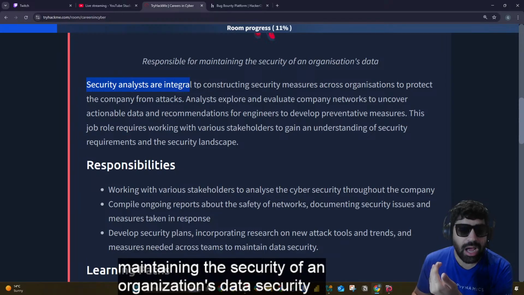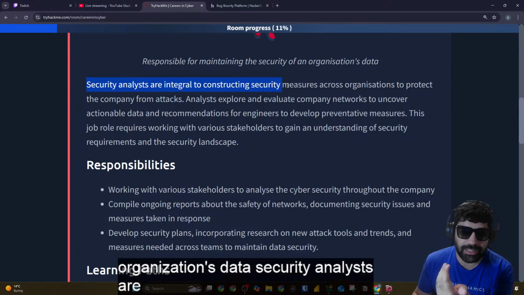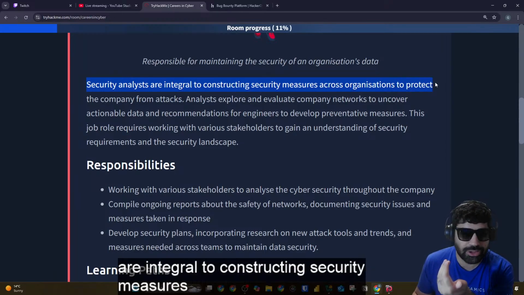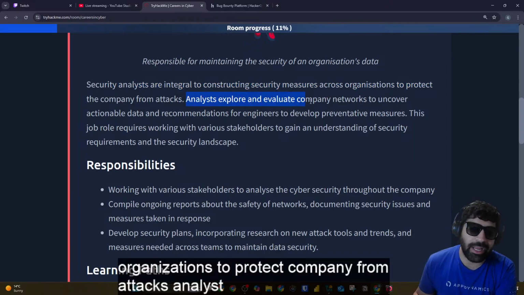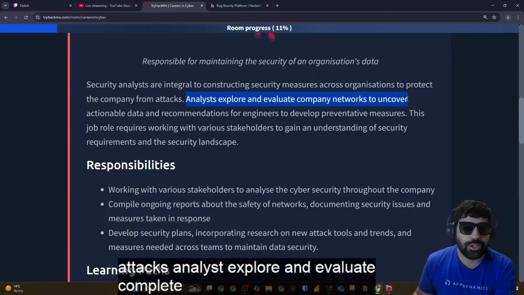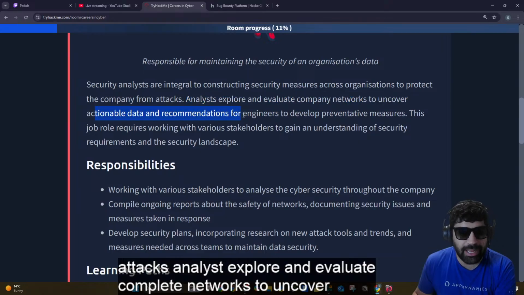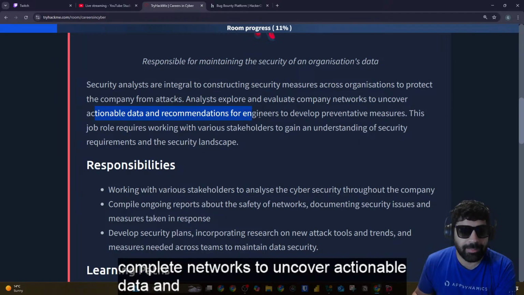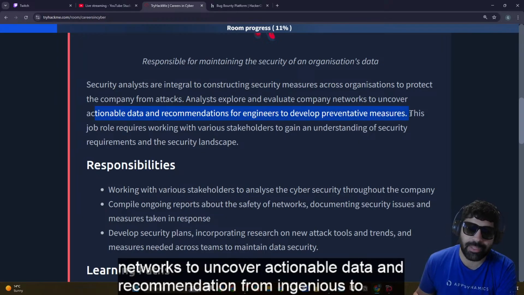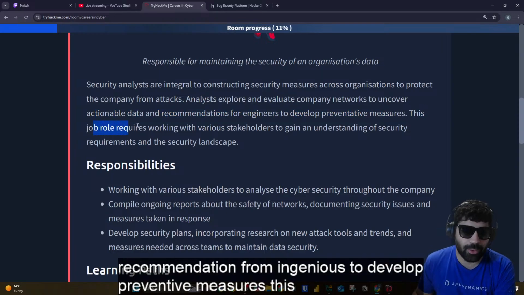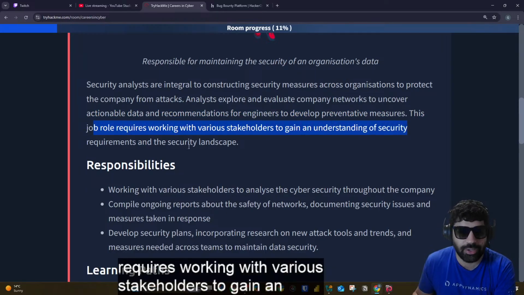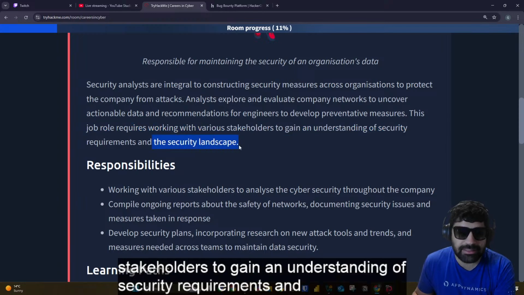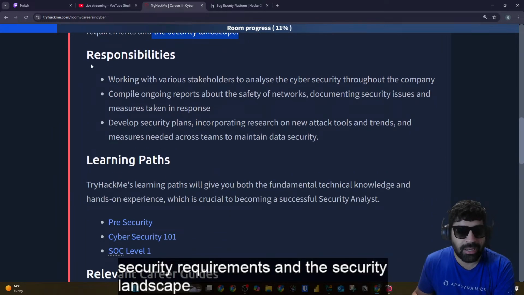Security analysts are integral to constructing security measures across organizations to protect the company from attacks. Analysts explore and evaluate companies' networks to uncover actionable data and recommendations from engineers to develop preventive measures. This job role requires working with various stakeholders to gain an understanding of security requirements and the security landscape, right?